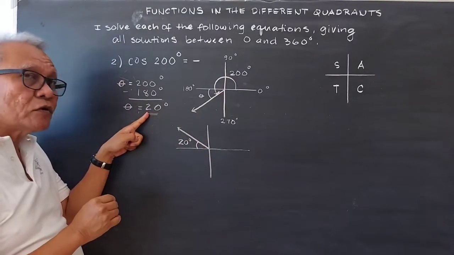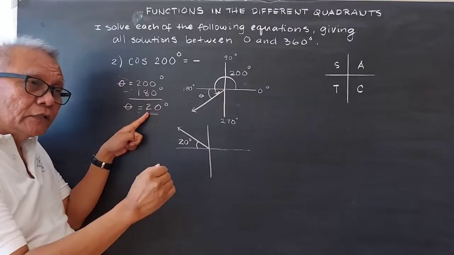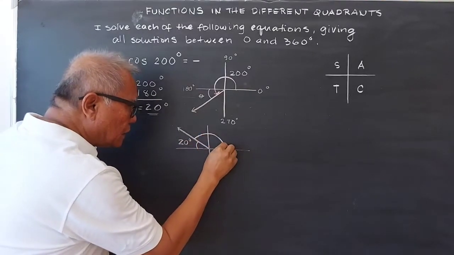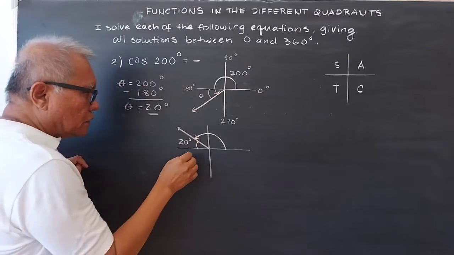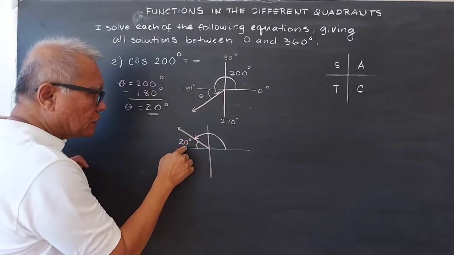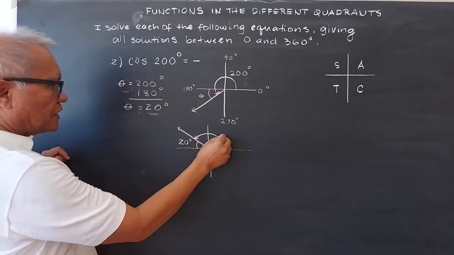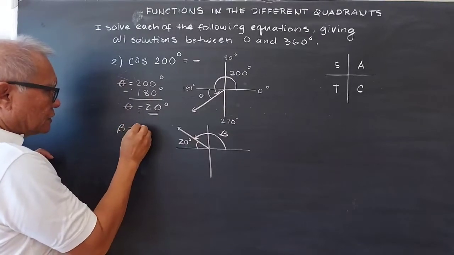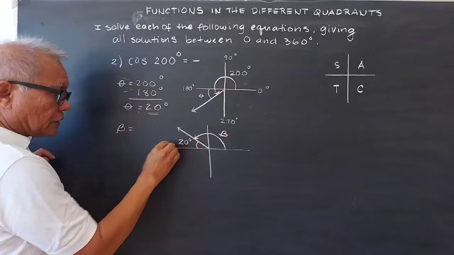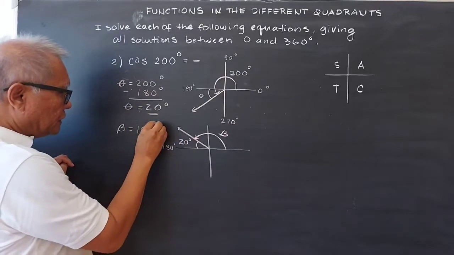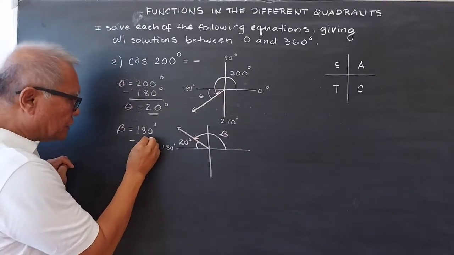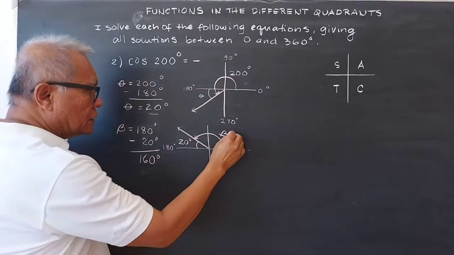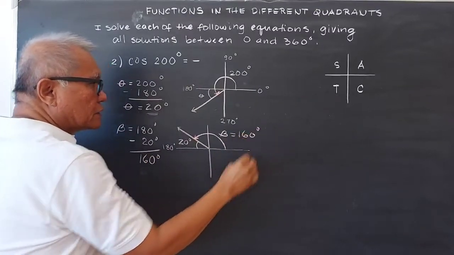But we're not going to use the cosine of 20. We are going to determine its related angle, which is this one. This one is our related angle of 20 degrees. And how do you find that one? This angle beta here, what is beta? So angle beta here is equal to 180 degrees minus that 20 degrees. So it will give us 160 degrees. So this one is 160 degrees.